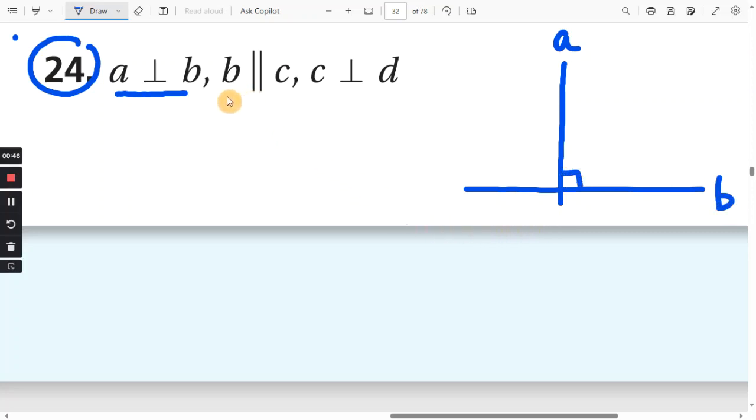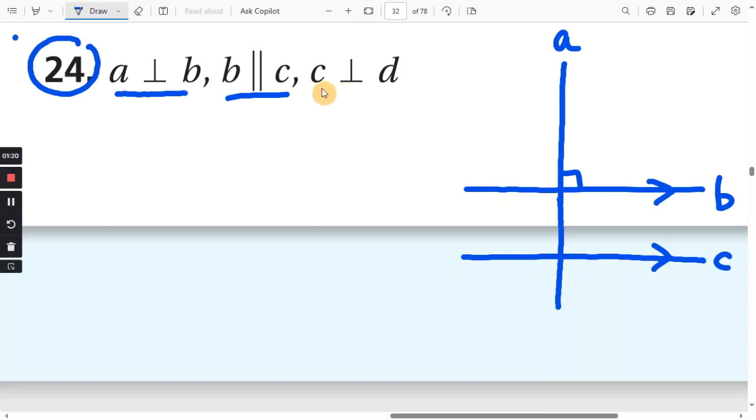Next step, B is parallel to C. So I already have B. I'm going to make a line C that's parallel to line B. So here's B. It runs left to right. So I am going to draw in a line C that also runs left to right. And since it's parallel, I am going to indicate that it's parallel with those little arrowheads. All right, and you can extend line A. Assume that it keeps going.